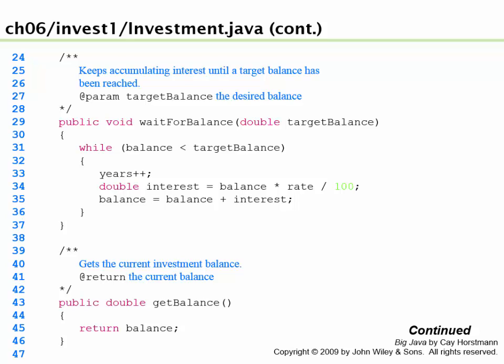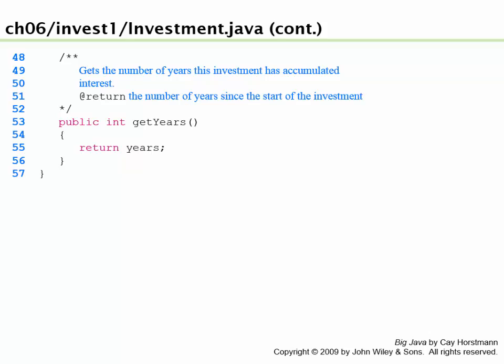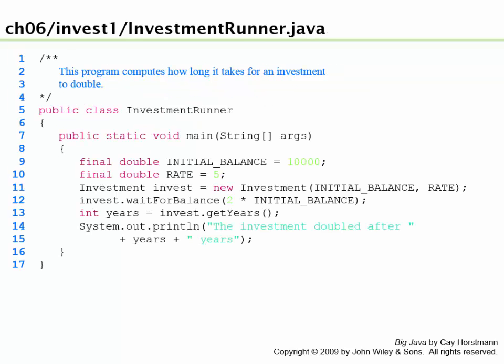Does it change the balance while you do it? And it does. So you have to remember that you're going to lose the initial balance because the initial balance gets overwritten. And then once you've done the calculation, you can ask the investment how many years it took.